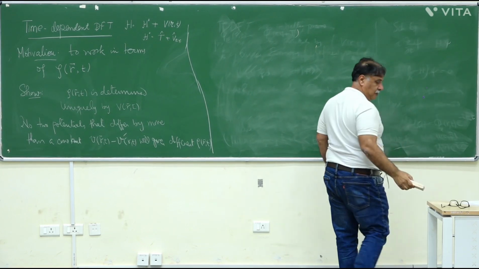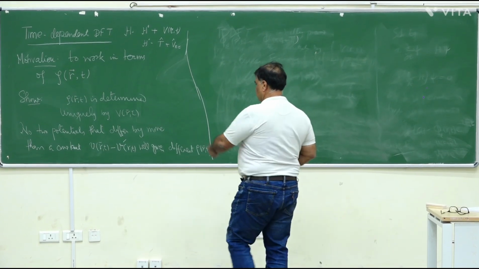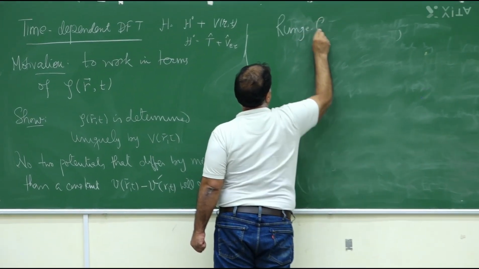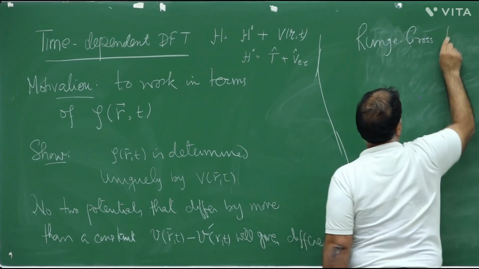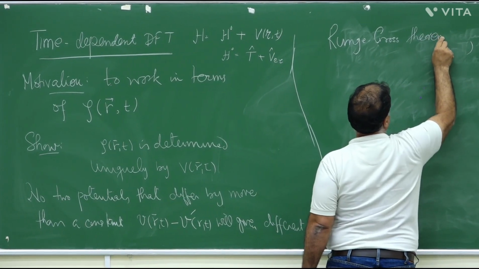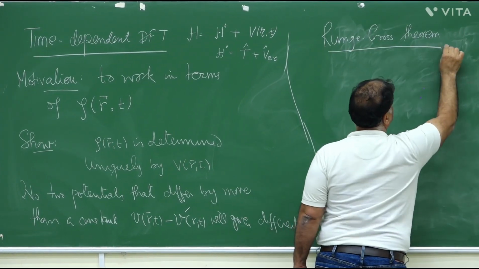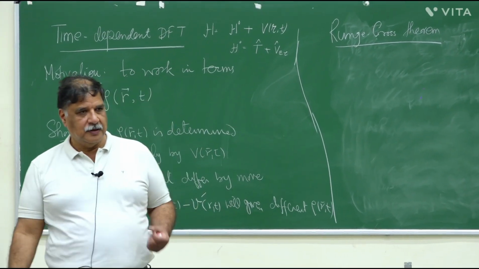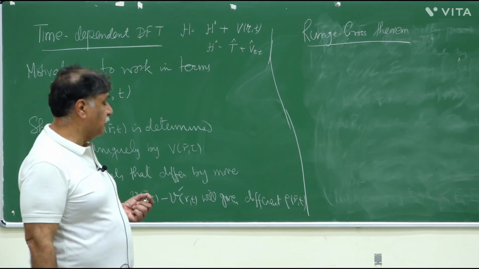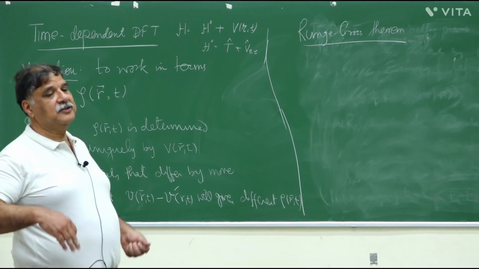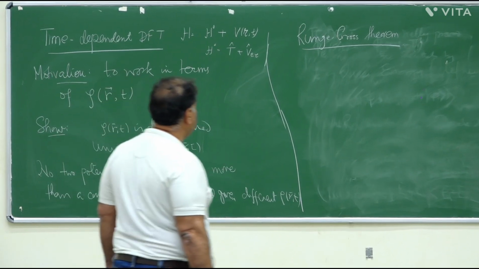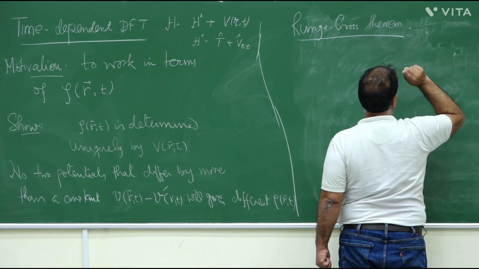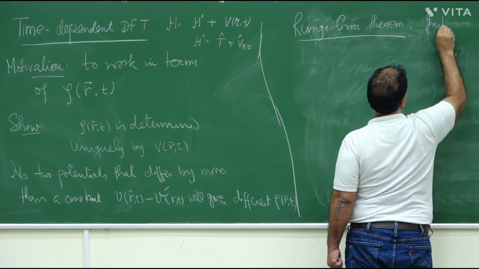Now we come to a general theorem. This is the statement of the Runge-Gross theorem. It shows that if two potentials differ by more than a constant time-dependent potential, then necessarily the density is going to be different. And the only catch in this is that since this is a time-dependent problem, I have to have an initial condition.